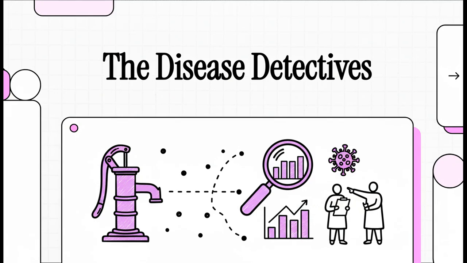All right, let's get into it. Every single day we're surrounded by these invisible threats. Some are ancient killers, some are brand new. But how do we actually find them? How do you unmask a culprit when the crime scene is an entire city and the weapon is totally microscopic? Well, today we're going to follow the clues with the original disease detectives.